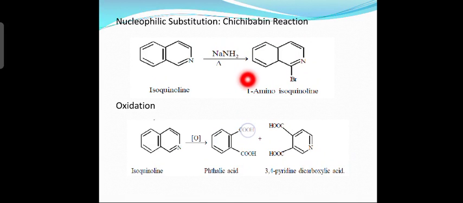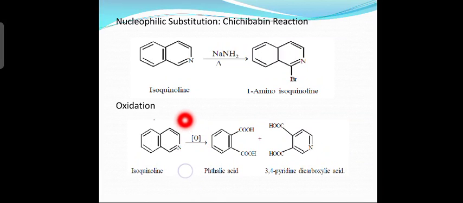What do you get? 1-aminoisoquinoline. So this should be NH2, not Br. Here there is a mistake. The NH2 group is here, NaNH2. This NH2 group will come over here and attack at the first position. So this is 1-amino, the NH2 group must be here, it is not bromine. 1-aminoisoquinoline. This reaction is known as the Chichibabin reaction.